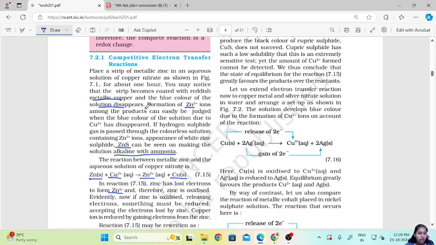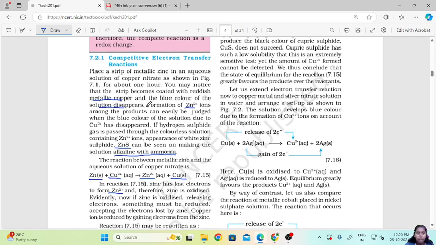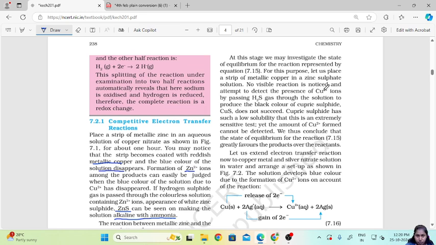Now here we can make out the difference in the solution, right? The blue color has disappeared, and when we pass hydrogen sulfide gas, we can see the formation of white zinc sulfide. But when you can't make out the difference by observing it, and by passing H2S gas you can't make out the copper sulfide either, then what happens? The cupric sulfide has such a low solubility that this is an extremely sensitive test, yet the amount of copper formed cannot be detected.